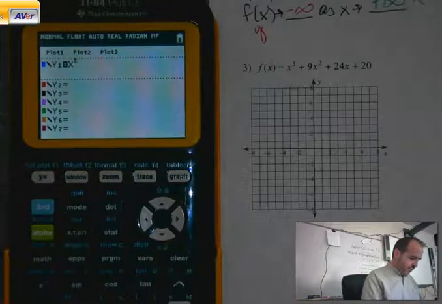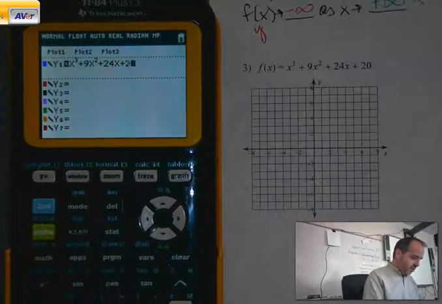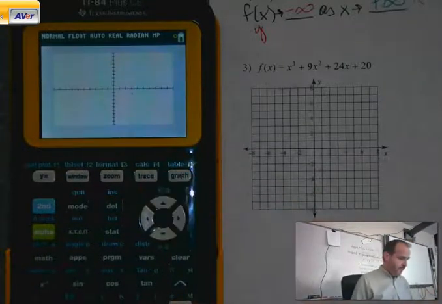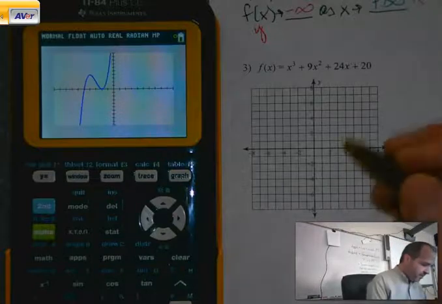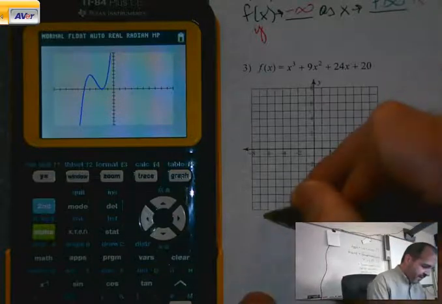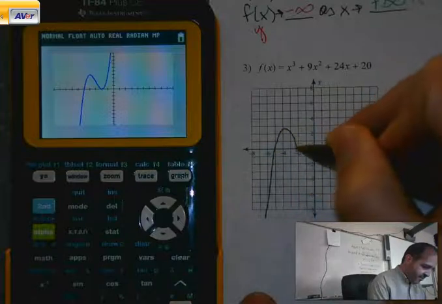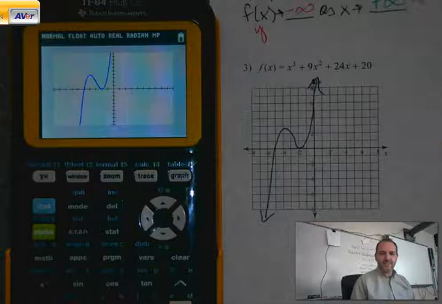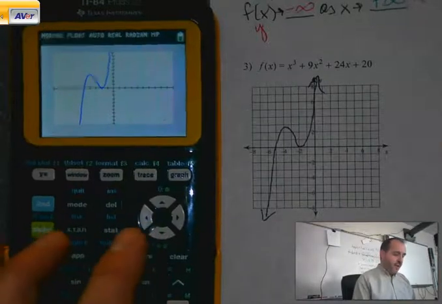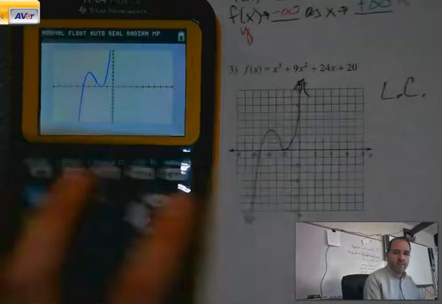X cubed, right arrow, plus 9x squared plus 24x plus 20. All right, what do we get this time? Ooh, little dipsy-do here. All right, so about -5, -2, and up we go. Okay? Again, just a decent sketch. Got to do all the things. Let's kind of do them as we go this time.